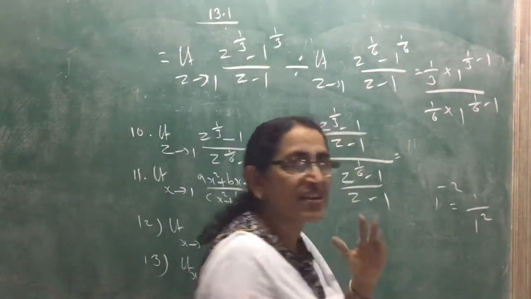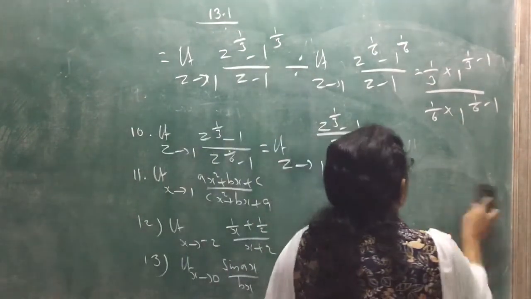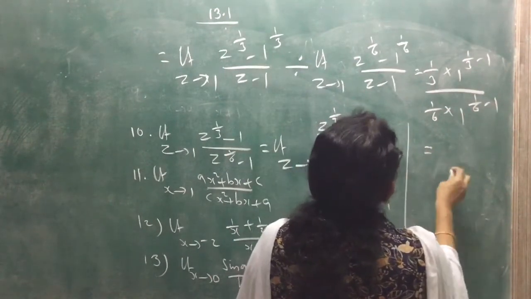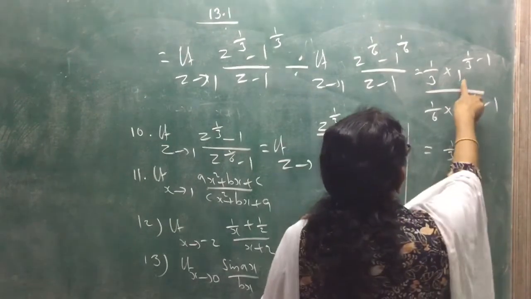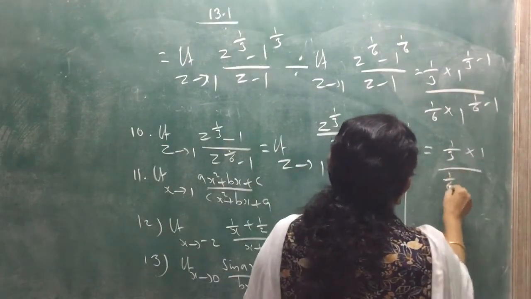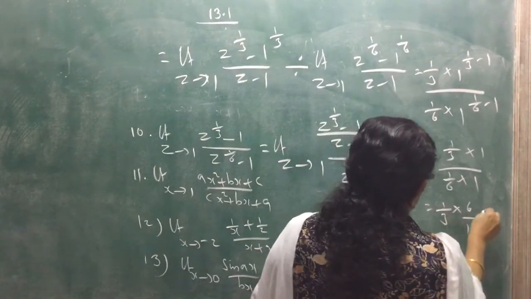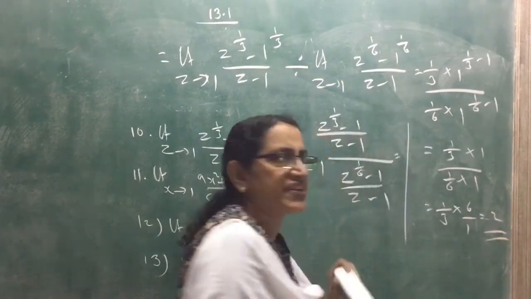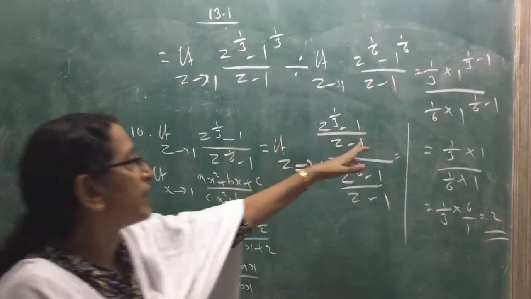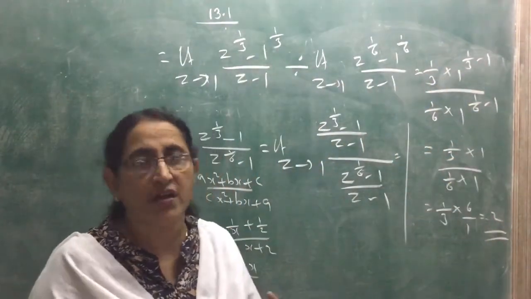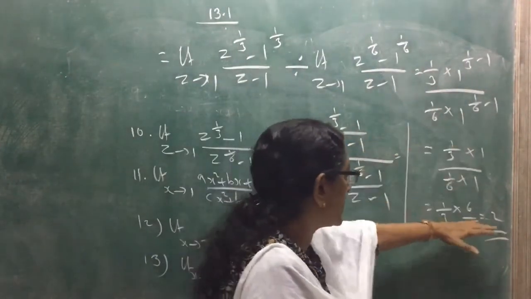So when we consider real numbers, here we get 1 by 3 into 1, divided by 1 by 6 into 1. That is 1 by 3 into 6 by 1, that is 2. So the answer is 2, the limit is 2. We know 1 raised to 1 by 3 minus 1, that is 1 raised to minus 2 by 3, that is 1. So we get the limit 2.